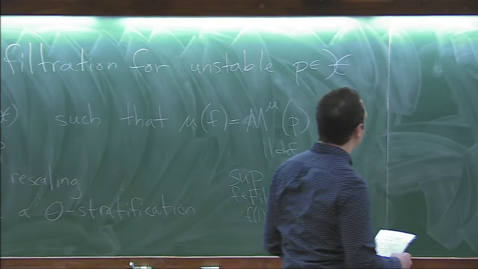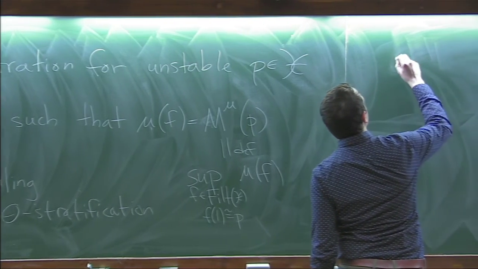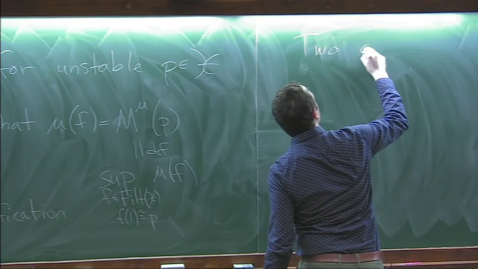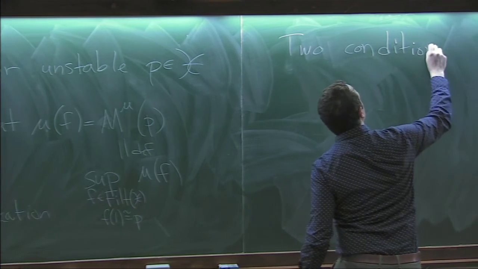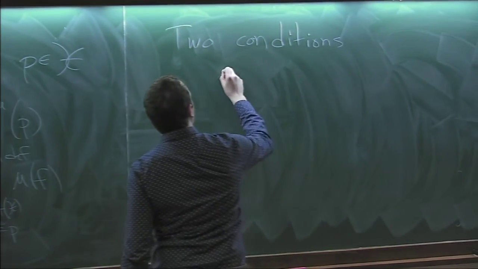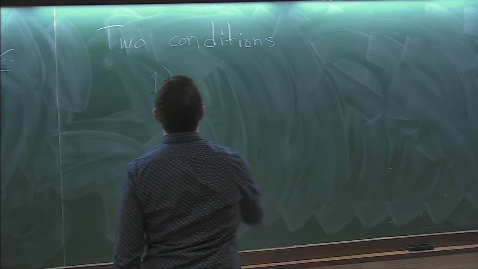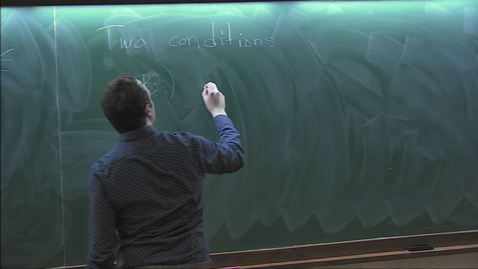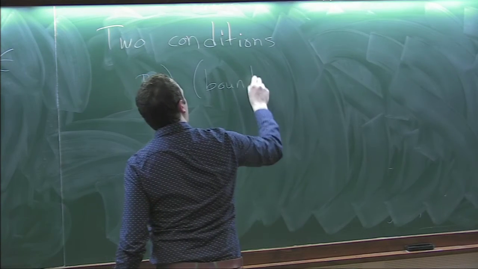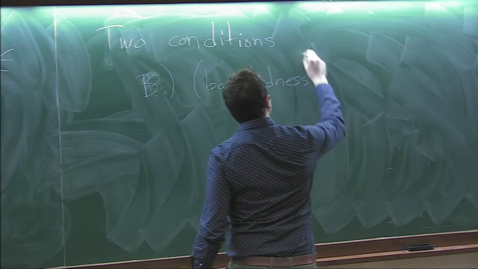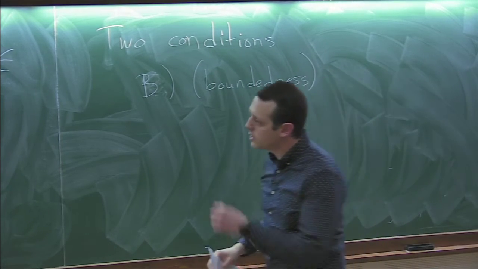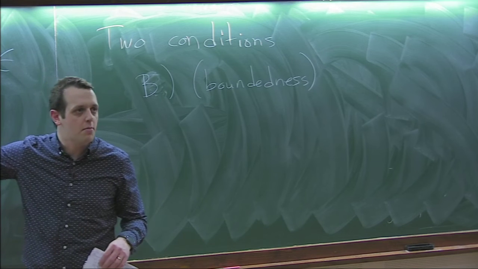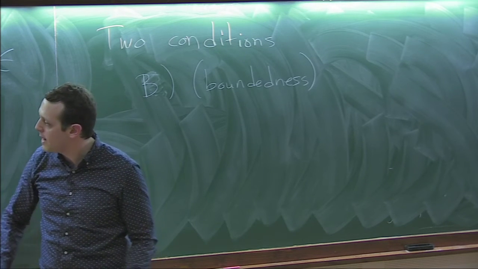Let me say there are two properties that you would want to be true if this is going to define a theta stratification. So, two conditions. Let me label them. There's condition B, which is a boundedness condition. Basically, this is an optimization problem. I'm saying there's a number associated to any filtration, and I'm trying to look at all filtrations and see if there's a maximizer.